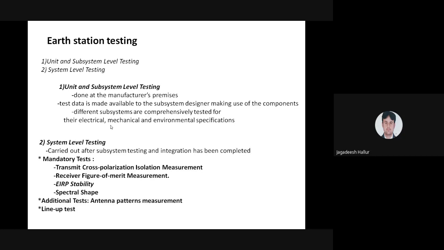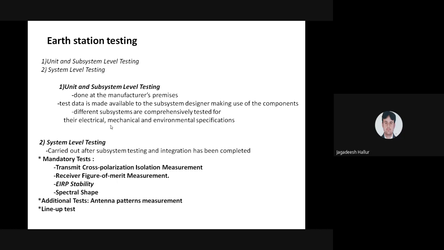First, unit and subsystem level testing is done at the manufacturer's premises. While manufacturing a satellite, testing of all the equipment has to be done first. Test data is made available to the subsystem designer making use of the components. Different subsystems are completely tested for their electrical, mechanical, and environmental conditions. Before integrating or installing any of the satellites, they have to be tested for electrical, heating, and shock conditions, and a mechanical test is also done. Whether it is reliable for a particular weather condition or not, that test is the environmental specification.